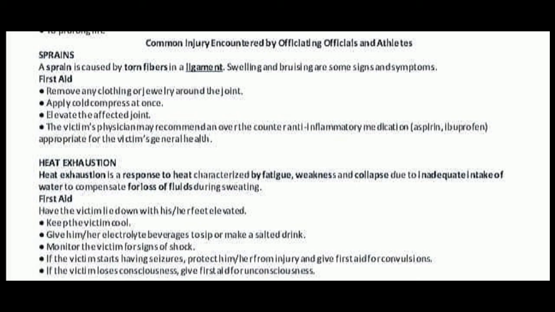Heat exhaustion. Heat exhaustion is a response to heat characterized by fatigue, weakness, and collapse due to inadequate intake of water to compensate for loss of fluids during sweating.